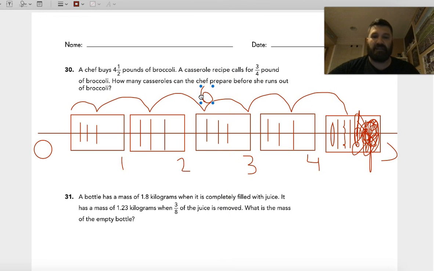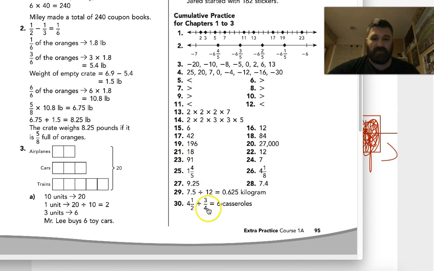How many casseroles can she make before she runs out? I said he, and it's a she. How much can she make before it runs out? 6. We can verify our answer. Number 30: 4.5 divided by 3/4 equals 6 casseroles.